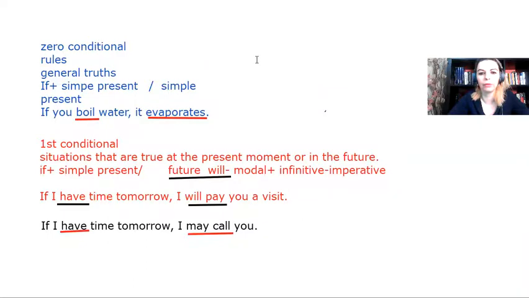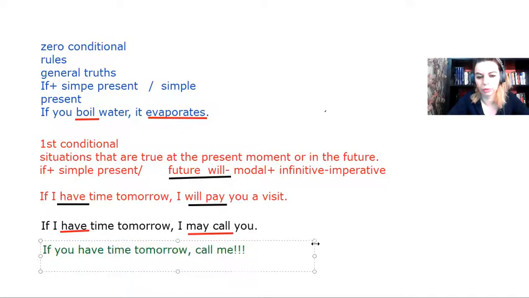Okay. And let's form a last example with imperative. Okay, the imperative form. So I say, if you have time tomorrow, call me. That's an imperative. It's an order. Okay. So what I do have now is simple present here, if you have time, and imperative here.